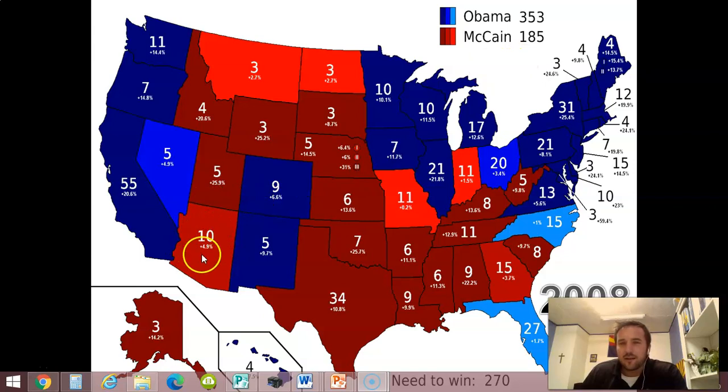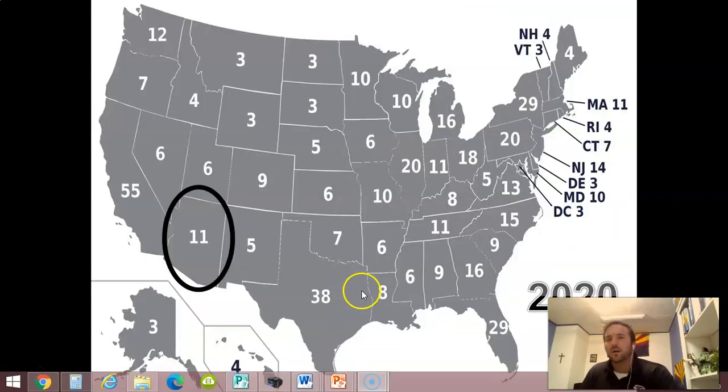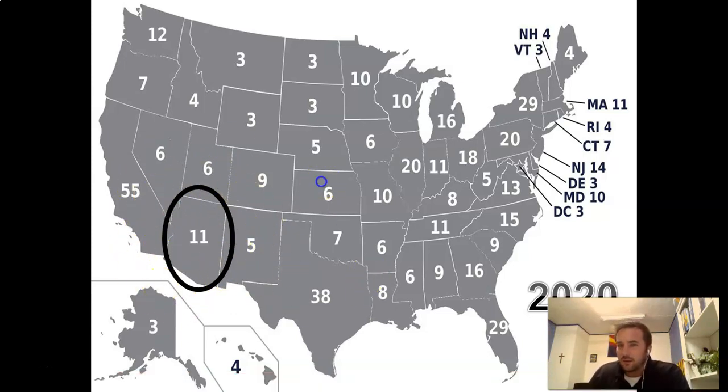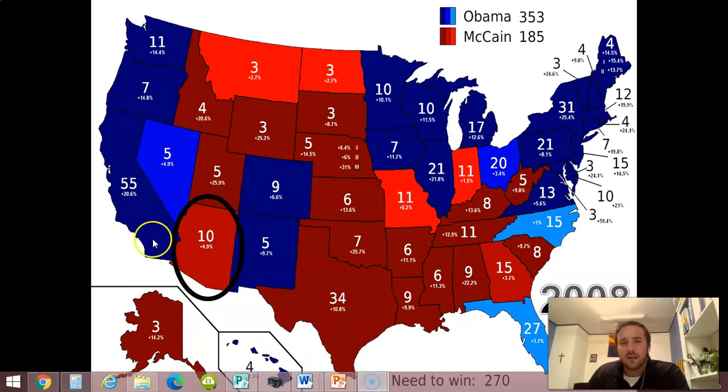Arizona had 10 Electoral College votes. And Texas, whoa, wait, what's going on here? The numbers are changing. Let's go back to the 2020. This is a map you're going to see a lot today. And the points, sorry, I shouldn't say points, the votes that will be sent towards a candidate today. You can see here, Arizona has 11. Let's go back to that 2008 map, and you can see very clearly that Arizona had 10.